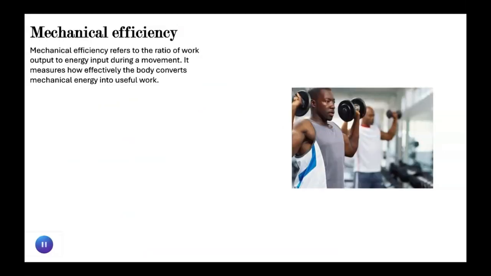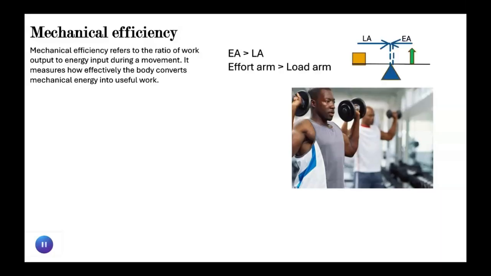Mechanical efficiency refers to the ratio of work output to energy input during movement. It measures how effectively the body converts mechanical energy into useful work. How we represent mechanical efficiency is by showing the effort arm is greater than the load arm. This basically means that when we have a lever arm diagram, if we were to draw a line vertically up from the center of the fulcrum and then across the length between the fulcrum and effort, it will be a shorter distance than the distance between the fulcrum and load.